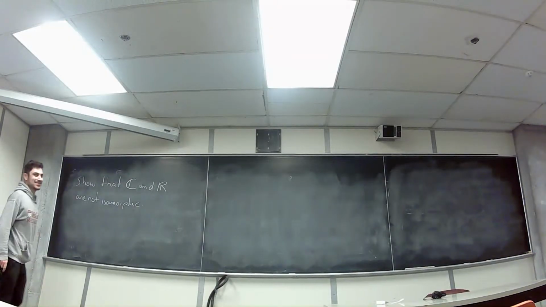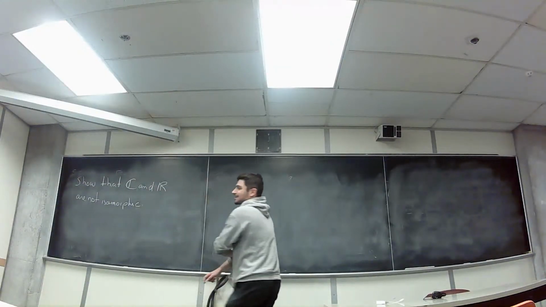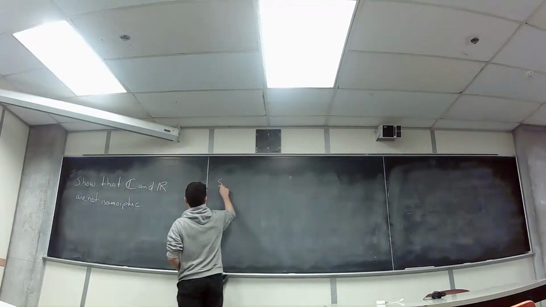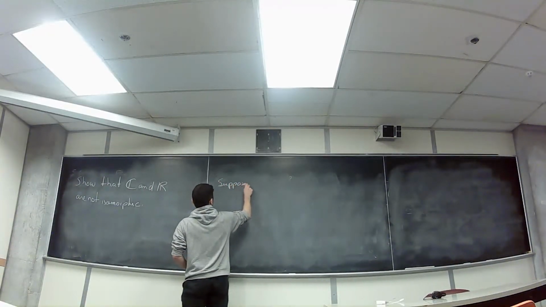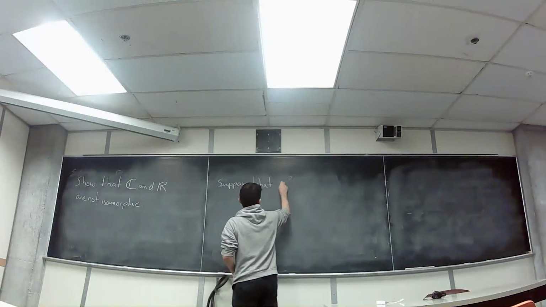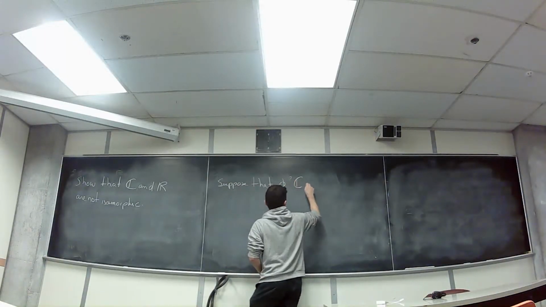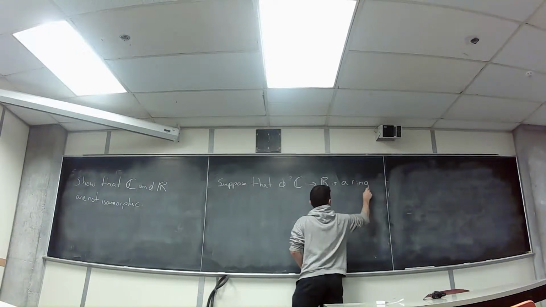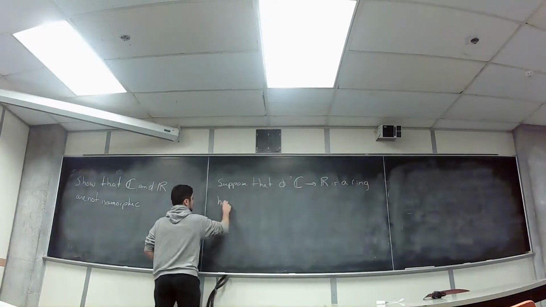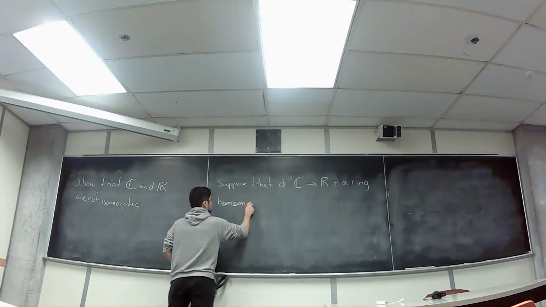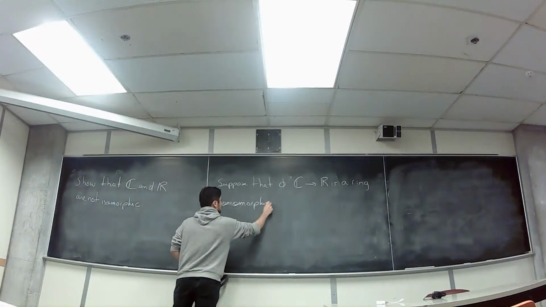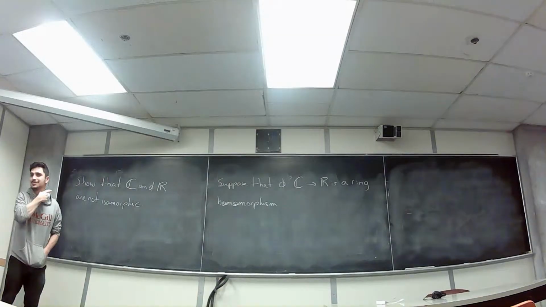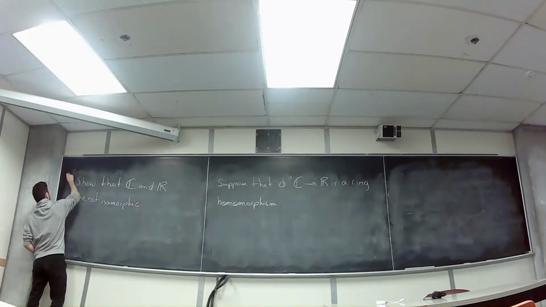Okay, so that C and R are not isomorphic. First, suppose, how do we start? I think we did this example in class. Suppose that phi from C to R is a ring homomorphism. What question is this? Anybody has it on this? I think so. Question 7.